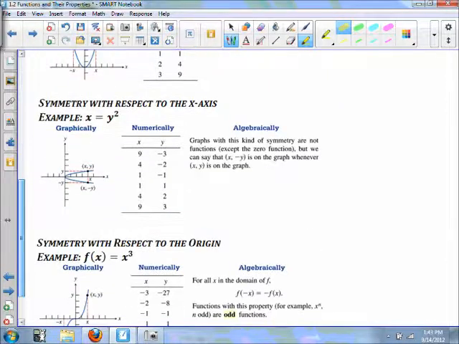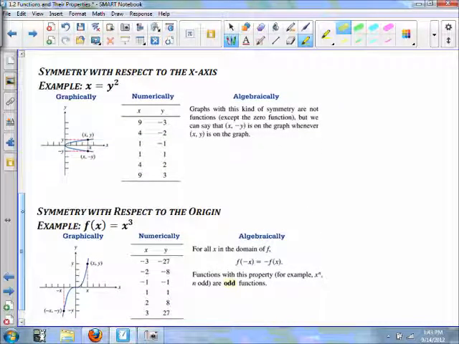Now, symmetry with respect to the x-axis. Now, these ones are not functions. Our example here is x equals y squared, or y equals plus or minus the square root of x. These won't be functions because they don't pass the vertical line test, but we can say that x, negative y is on the graph whenever x, y is on the graph. So again, here 9, -3 is on the graph, also 9, 3 is on the graph.